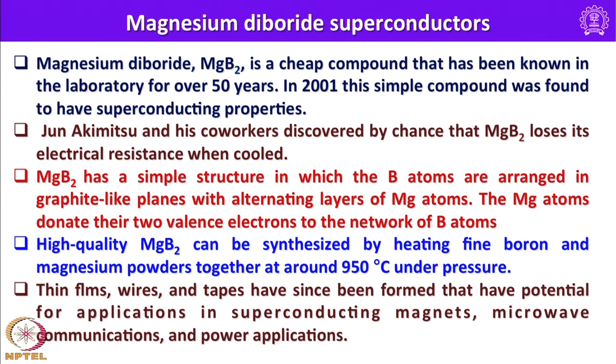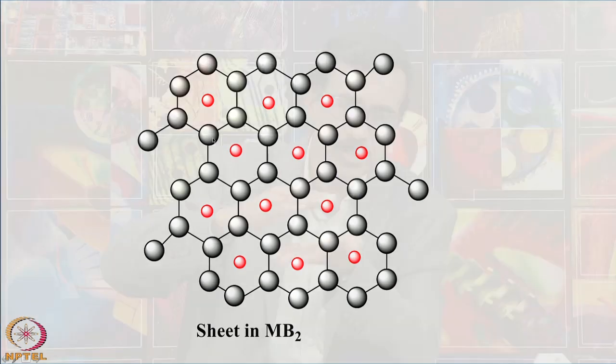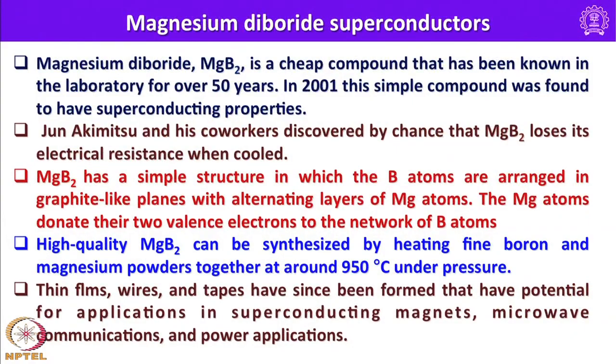You recall I showed you that one. So, this is how it is there. Red one shows boron layer and the grey one shows the magnesium layer. So, alternately they are arranged, magnesium sheet and boron sheet, with the composition of MgB2. Okay. And this high quality MgB2 can be synthesized by heating fine boron and magnesium powders together around 950 degrees centigrade under high pressure. So, thin films, wires and tapes have since been formed that have potential for applications in superconducting magnets, microwave communications and power applications.